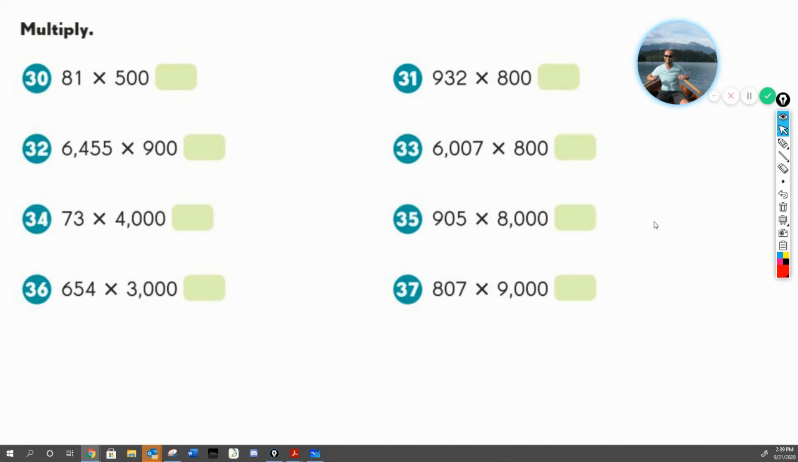Why don't you go through and solve all of these? I'm not necessarily going to show my work for all of them, but I'll give you the heads up. 81 times 5, stick a couple zeros on the end. 6,455 times 9, stick a couple zeros on the end, and so on and so forth. Do good work. I'll throw some answers up. You can pause and then resume to check your work afterwards.